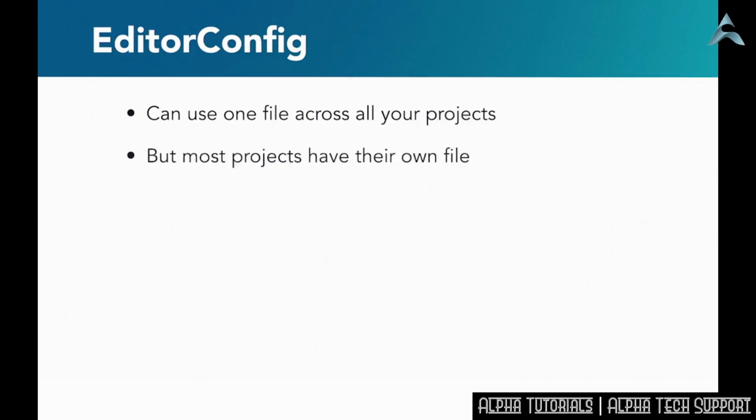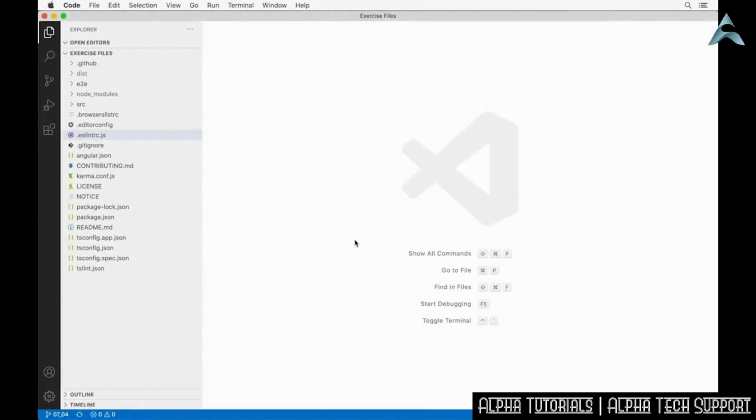In practice, I find most projects have their own editor config file managed under version control. This makes it easy to share the configuration with new team members. Many code editors come with built-in support for editor config, and many more have plugins and extensions. Check the official website for editor config to see the status of your editor of choice.